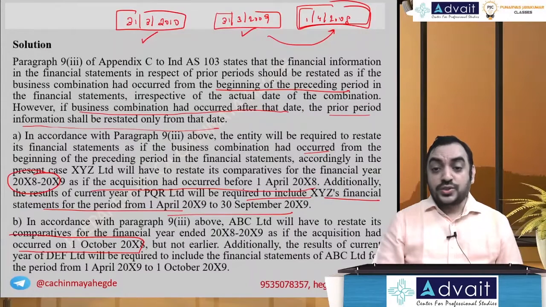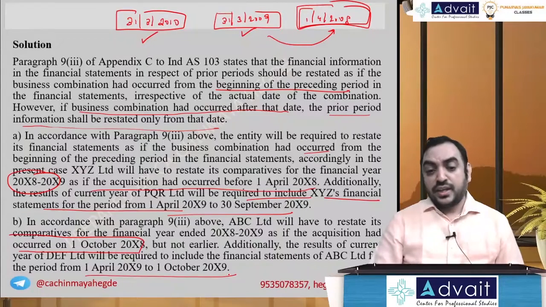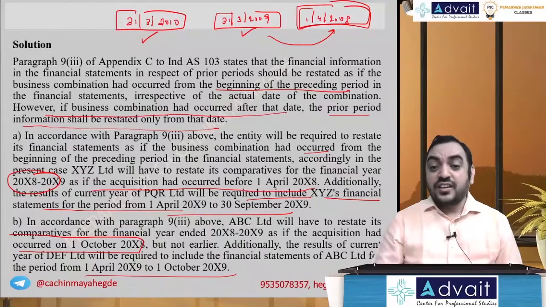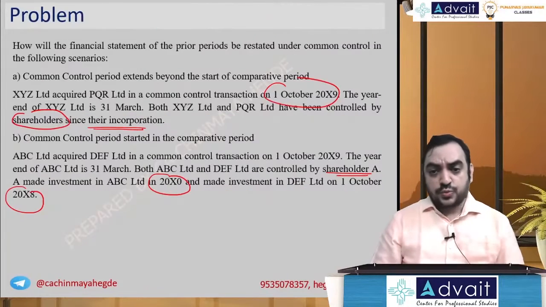for October 2008, but not earlier. Additionally, the result of the current year of DF Limited will be required to include the financial statements of ABC Limited for the period from April 9 to 1st of October 2009. So basically, if the business combination occurred after that date, then that date means what?